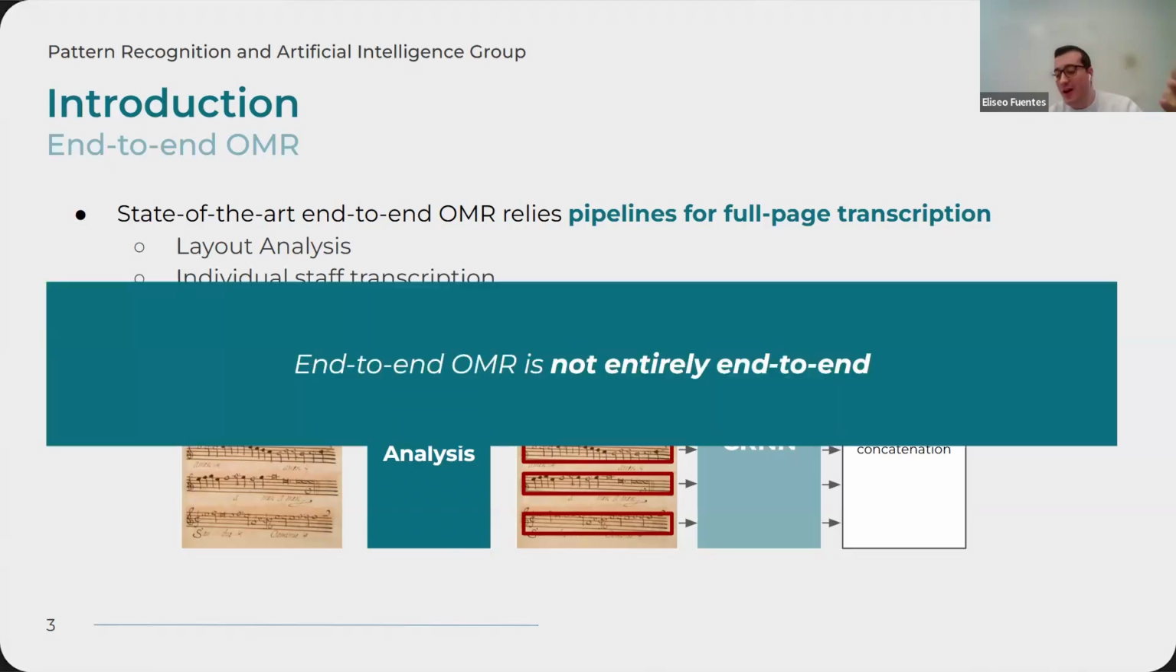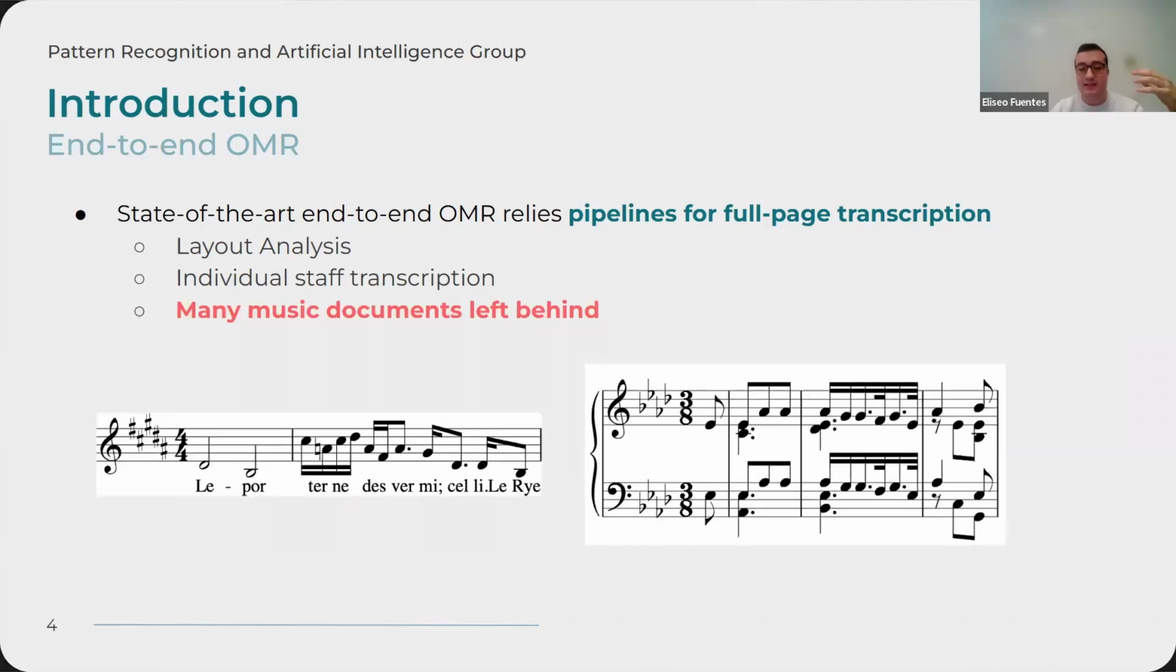So although end-to-end OMR is defined as such, it is not entirely end-to-end because we need several steps, usually with human feedback, to perform the transcription. And this led to some problems. The first one is that the research field has focused only on monophonic documents, and there are all of the other documents that are left behind. For example, the ones that contain lyrics and others such as Pianoform music scores, because their formulation of full page OMR didn't match the problem of transcribing these scores.